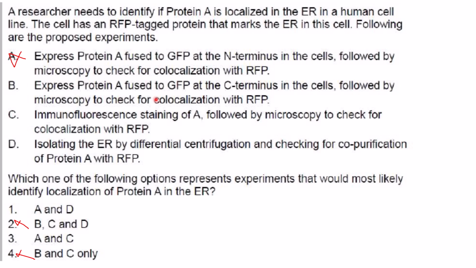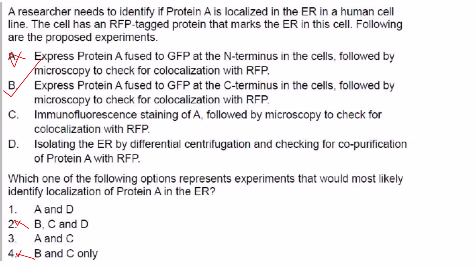Express protein A fused to GFP at the C terminus. Yes, then he will get both the signals. That is, he will get the GFP signal from protein A as well as RFP signal from endoplasmic reticulum. So he can conclude that protein A is localized in the endoplasmic reticulum. So B is correct.